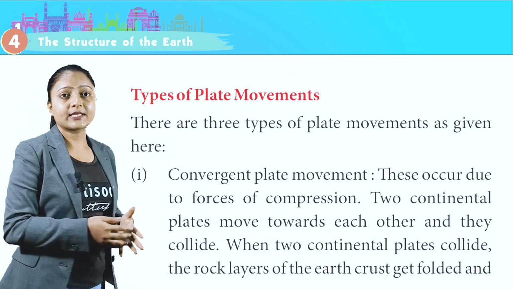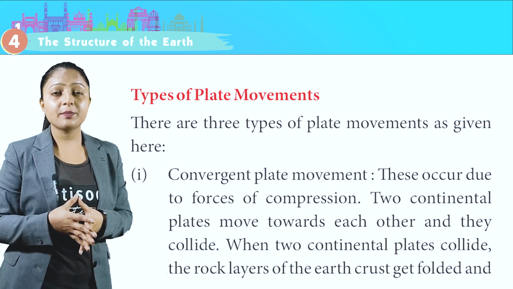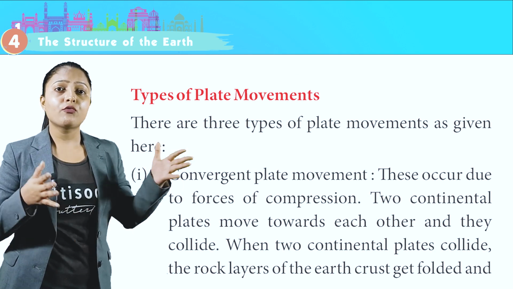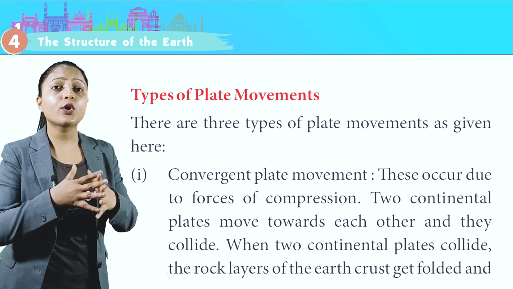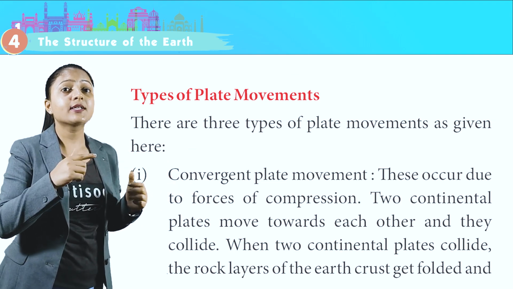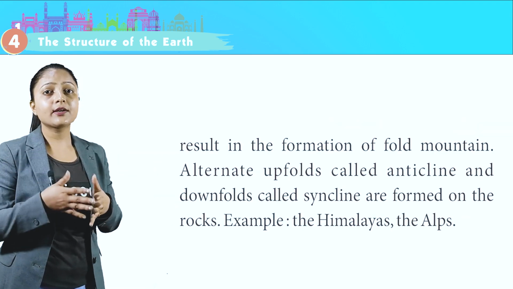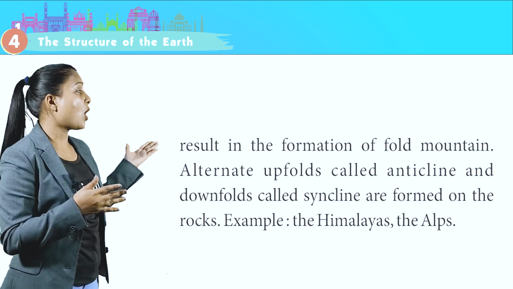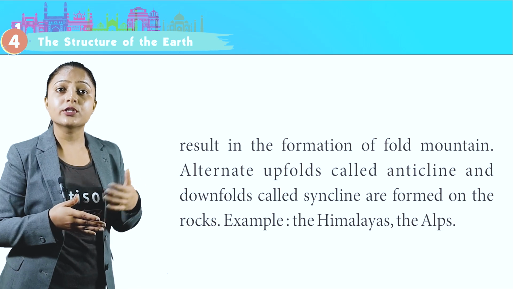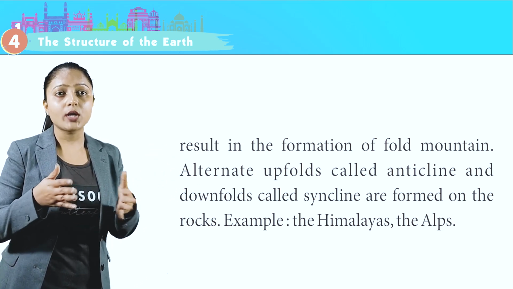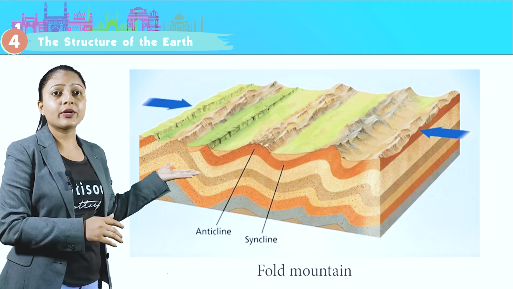Types of plate movements. There are 3 types of plate movement as given here. First, convergent plate movement. These occur due to forces of compression. Two continental plates move toward each other and collide. When two continental plates collide, the rock layers of the earth's crust get folded and result in the formation of fold mountains. Alternate upfolds called anticline and downfolds called syncline are formed in the rocks. Examples: the Himalayas, the Alps. This is the image of fold mountains.